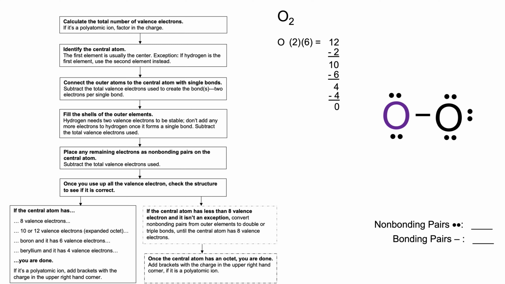When I check my central atom, there are 6 valence electrons, so it doesn't have enough. What I'm going to do is erase a non-bonding pair from the outer oxygen and create a double bond. Now that central atom has the correct number of electrons. It has 2, 4, 6, 8. It follows the octet rule. There's a total of 4 non-bonding pairs and 2 bonding pairs. 4 plus 2 gives me 6, times 2 gives me 12. That's how many valence electrons I wanted in this structure.